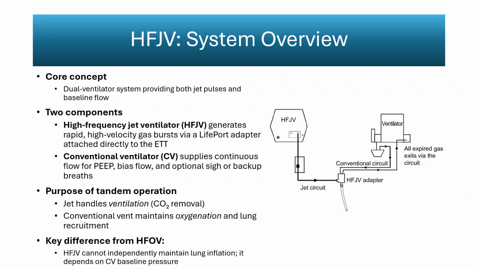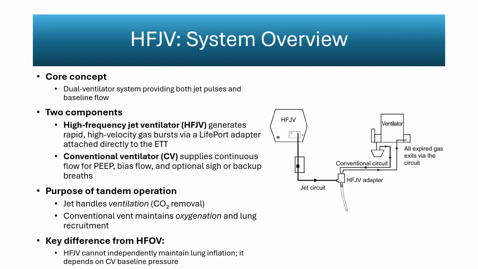High-frequency jet ventilation delivers rapid bursts of pressurized gas through a specialized adapter attached to the endotracheal tube. Each pulse lasts only a few milliseconds and produces a narrow, high-velocity column of flow that travels deep into the airways. Unlike oscillatory ventilation, exhalation during jet ventilation is passive, driven by the natural recoil of the lung and chest wall. The conventional ventilator connected in tandem provides baseline flow for humidification and establishes the positive end expiratory pressure that maintains lung volume between jet pulses.